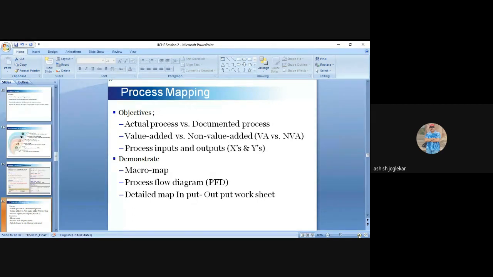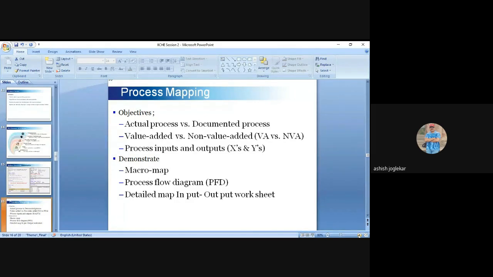But there is also a documented process. The actual process is what I explained to you. In the documented process, there will be some steps which the bank follows, which we don't know. There will be a documented process for what they do to process the request when it comes from the customer. So we have to always map both the actual and the documented process. The documented process is what is written down by the organization, and the actual is what is practiced by the organization. There is always a difference between the documented and the actual process.